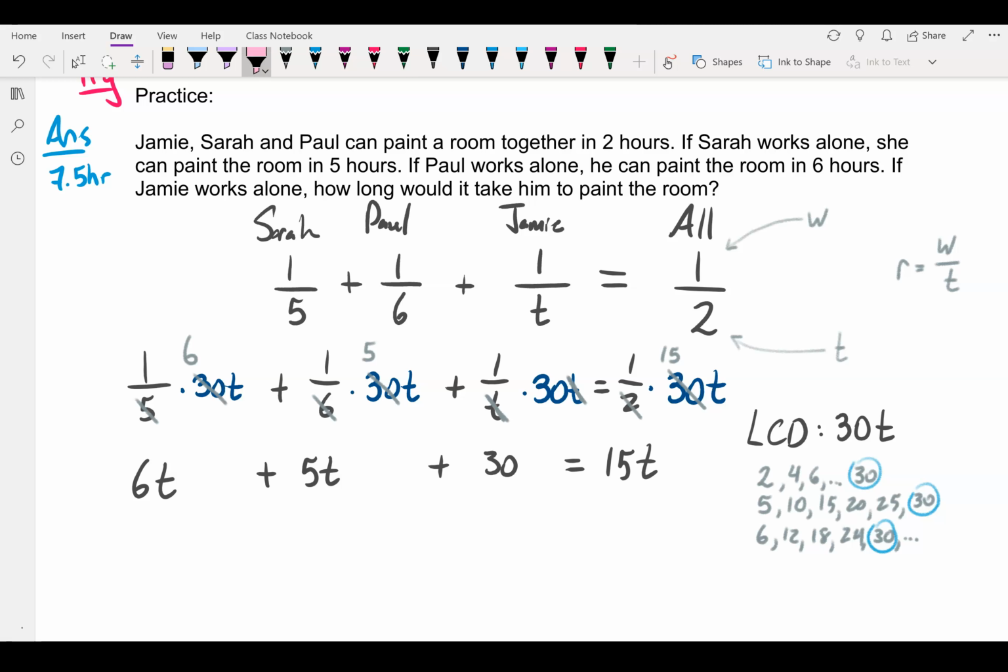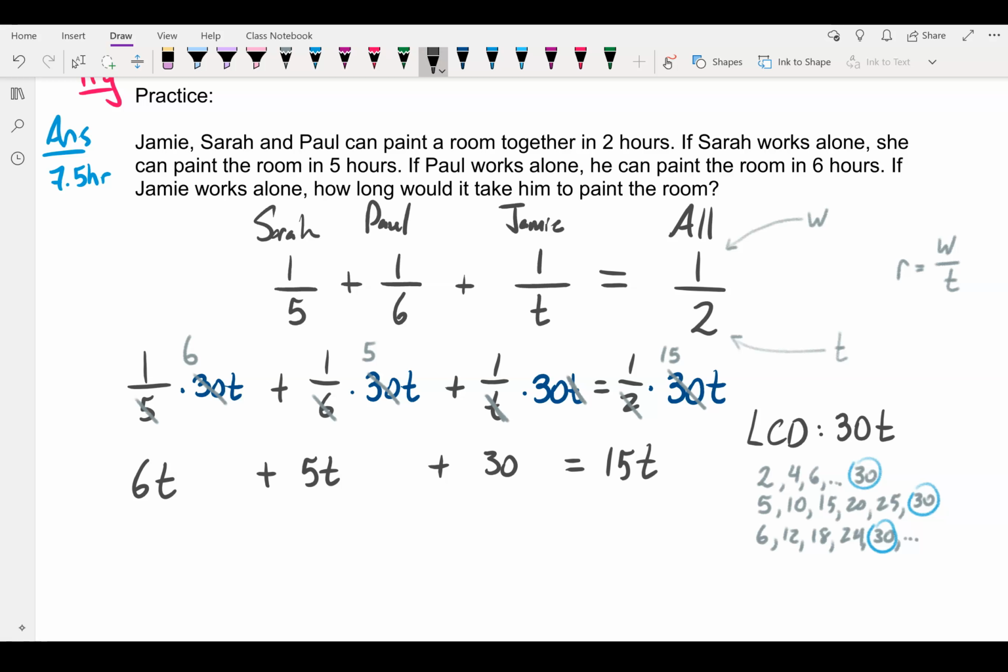Now, if I hadn't caught this little mistake on the t's, I would have noticed that one of my fractions would not have canceled. I would have ended up with a fraction here, and I would have thought, okay, there's a problem, because the whole point of the LCD is to get rid of all the fractions. So that's a kind of fail-safe if you ever get into that situation.